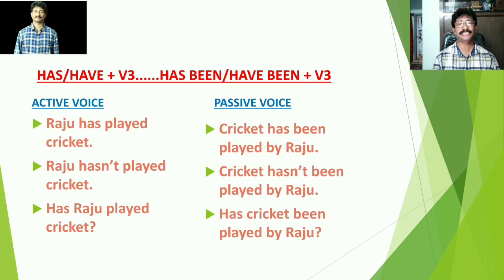Take a look at the first sentence. Raju has played cricket. Raju is the subject here and it is followed by the present perfect tense structure has plus V3. Has is here. The verb play becomes played, V3 form, and it is followed by an object cricket. Now look at the sentence in passive voice. Cricket has been played by Raju. As usual, subject and object get interchanged. Subject becomes object and object cricket becomes the subject here. So cricket has been played by Raju.